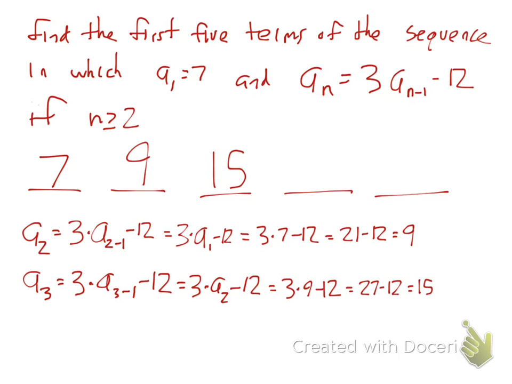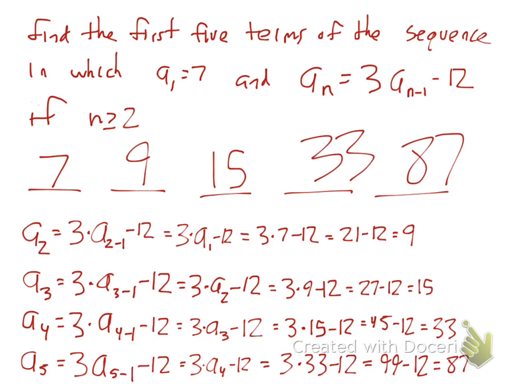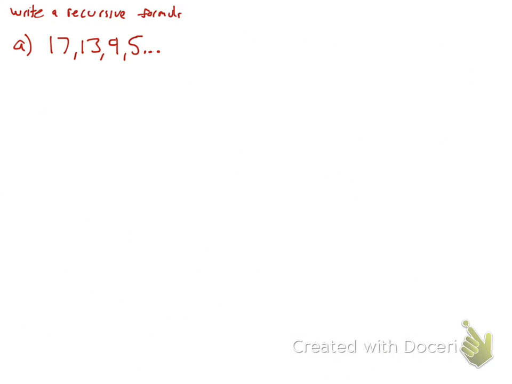You do it 2 more times. I'm going to pause the video so it's not that long. So we found the next 2 numbers to be 33 and 87, following the exact same procedure. In this one, we need to write the actual recursive formulas.